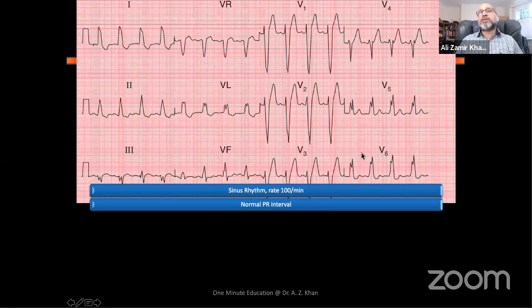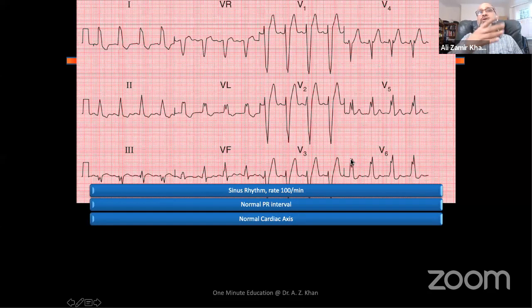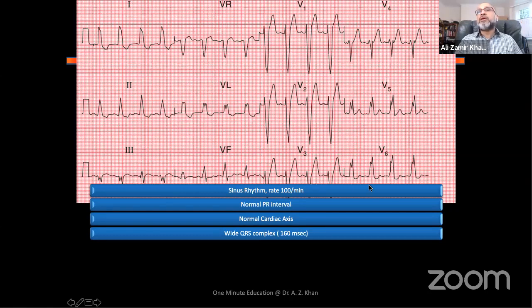So, sinus rhythm, rate is 100. The PR is normal, that's not a problem. The axis is normal, you can calculate that, I showed you yesterday. But the QRS is again wide. It is wide because it's taking more time. It's going to the right, then coming to the left. So the activity on the ventricle becomes wider. So it's a widened QRS because it's taking more time to reach the left ventricle.